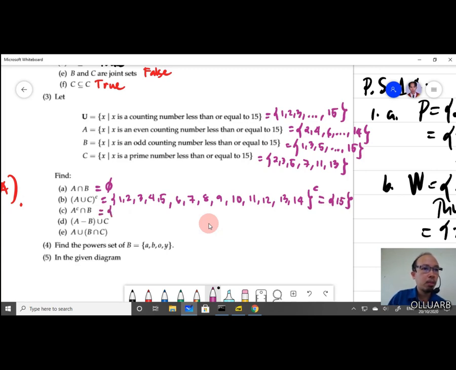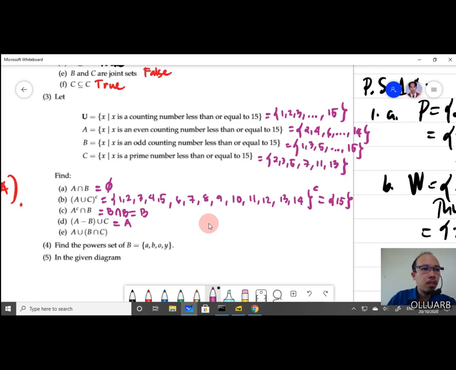So first, get the complement for letter C. The complement of A is B. Okay. So the complement of even is odd. So this is B. The intersection of B is, of course, itself. So letter D, A minus B. There's no common element between the two sets A and B. So if you take the difference, the answer is itself.